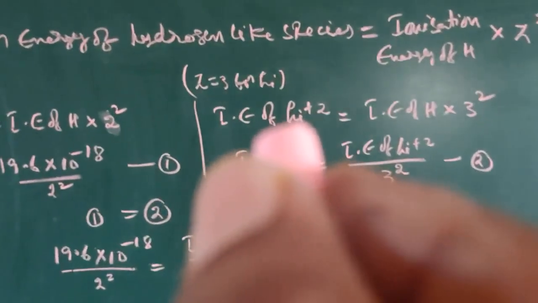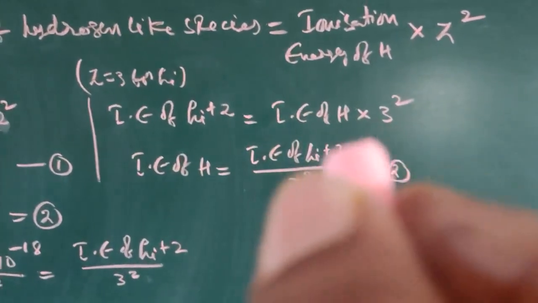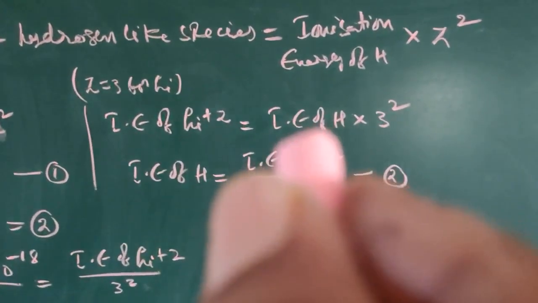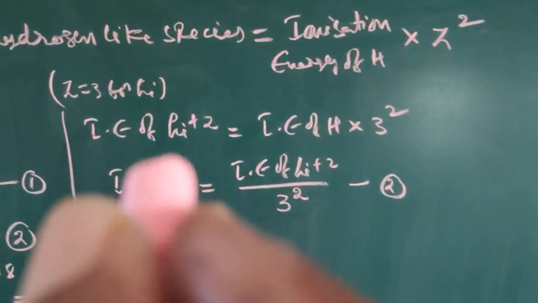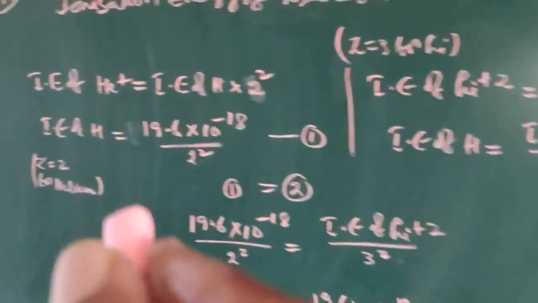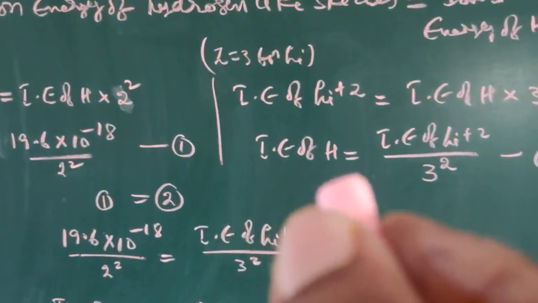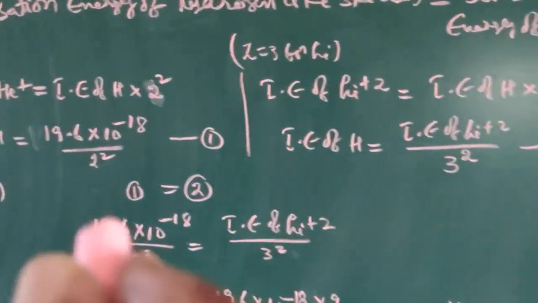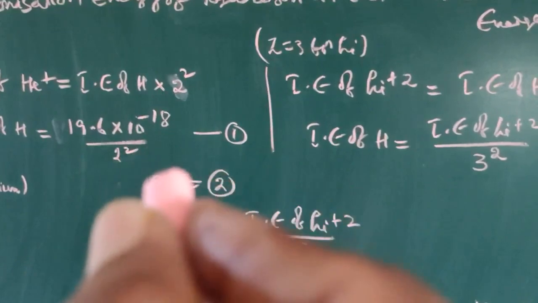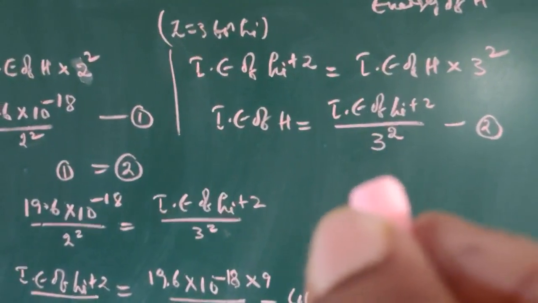So now the ionization energy of Li plus 2 is equal to the ionization energy of hydrogen into 3 square, because for lithium Z is equal to 3. Then the ionization energy of hydrogen is equal to the ionization energy of Li plus 2 by 3 square. This is equation 2. In both equations we are calculating the ionization energy of hydrogen, so both of them are the same. Then equation 1 is equal to equation 2. You can write 19.6 into 10 power minus 18 by 2 square is equal to the ionization energy of Li plus 2 by 3 square.